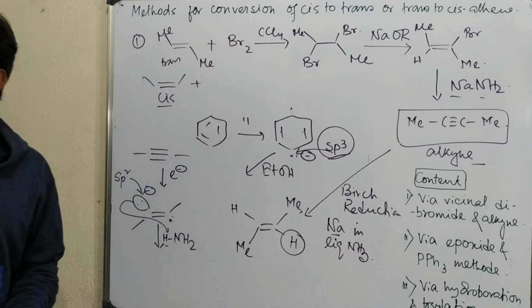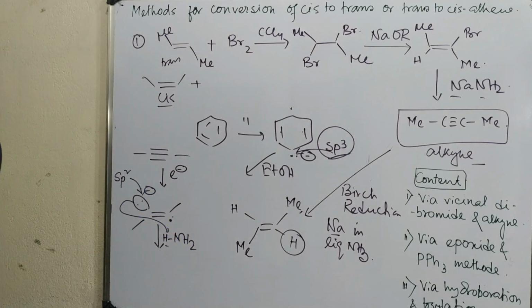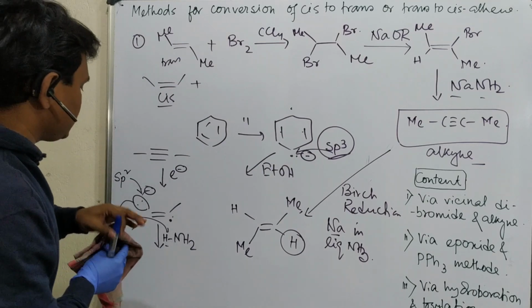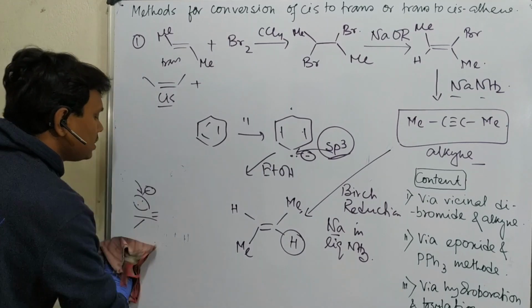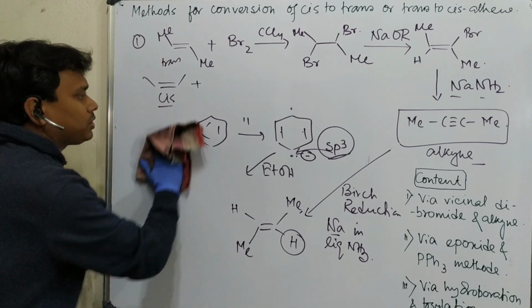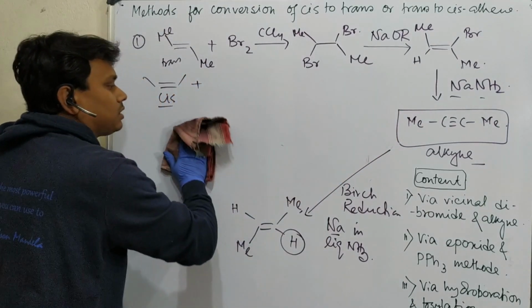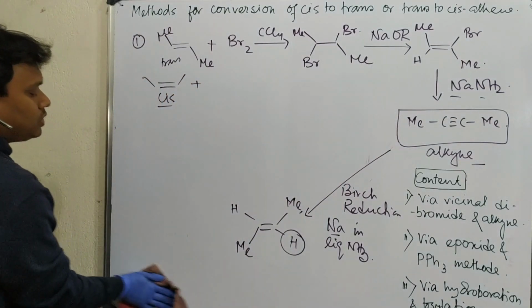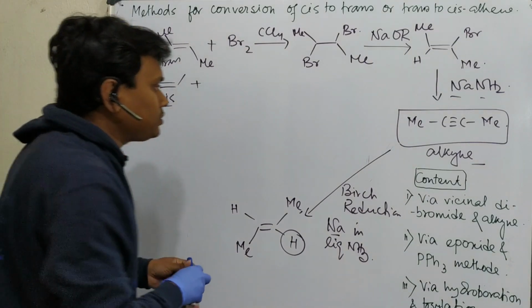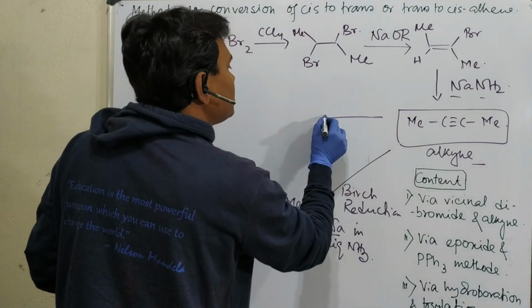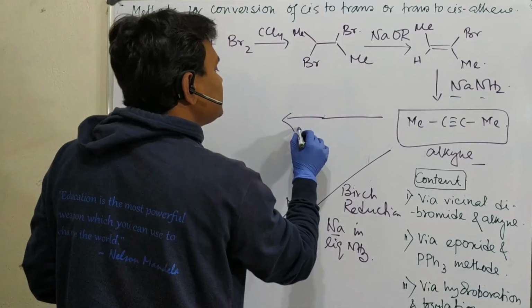So okay, fine. Now we have discussed how this acetylene will be converted into the trans-alkene. So now if we want to get the cis-alkene, what can we do? So we can do reduction by Lindlar catalyst.